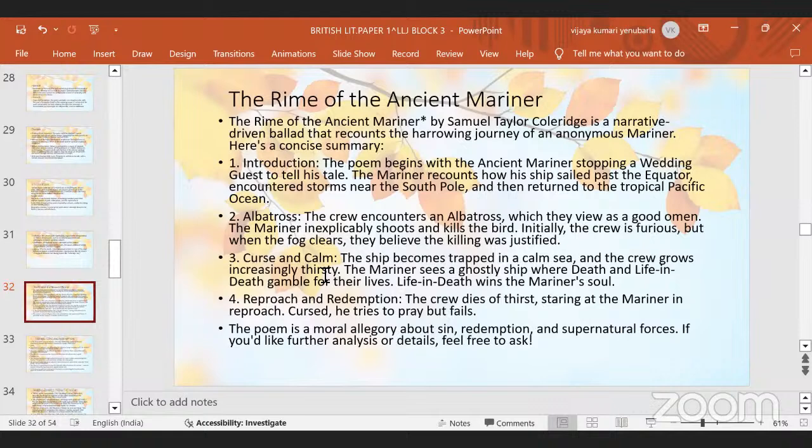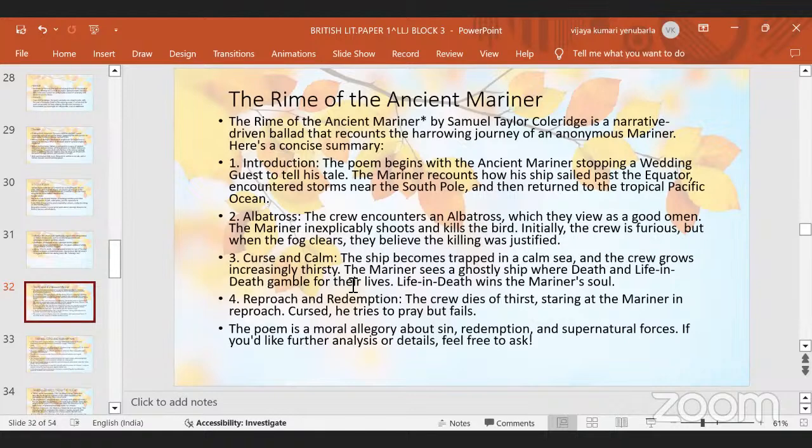In the third stanza, the crew grows increasingly thirsty. There is no water, even though they are in the sea. So at this point, he says, "Water, water everywhere, nor any drop to drink." He says that all they could see is just water, but they cannot drink the ocean water. And even if they wanted to drink the water, it is frozen sea. So they are thirsty, they are hungry. Their senses are not working, their bodies are not moving.